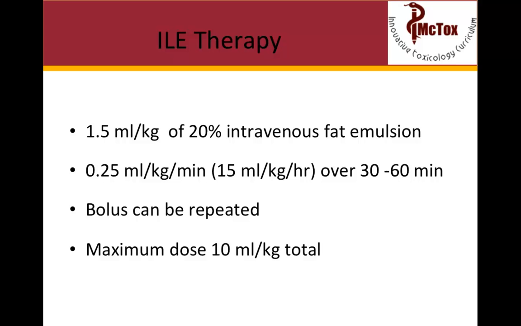This will give you the recommended 1.5 ml per kilo in the first minute and 0.25 ml per kilo for the infusion for the average 70 kilo patient. The bolus of 100 ml can be repeated if needed, but the total dose shouldn't exceed 10 ml per kilo.